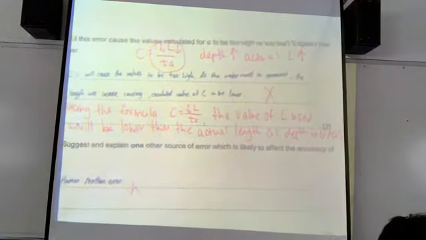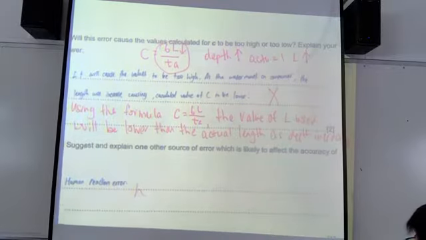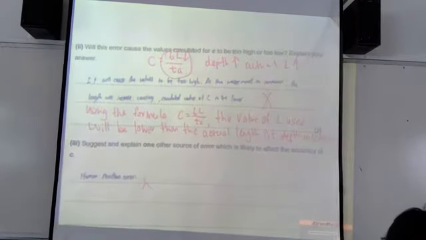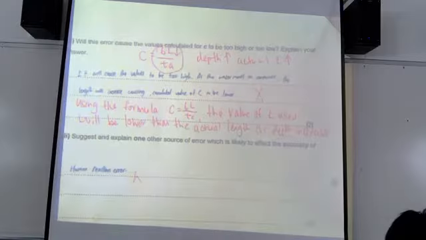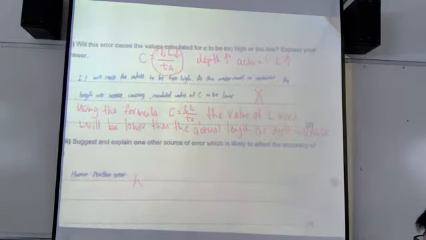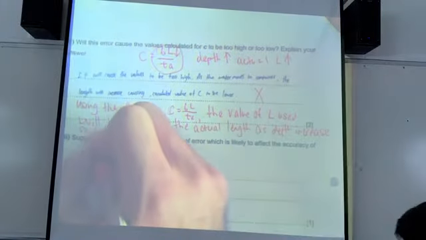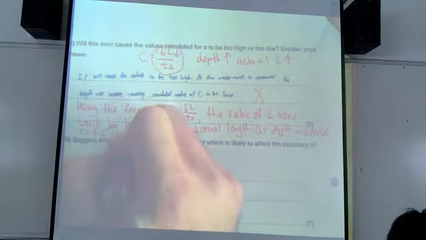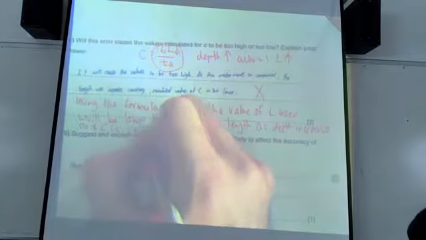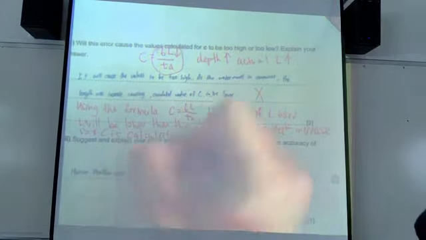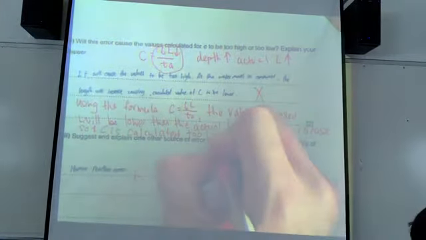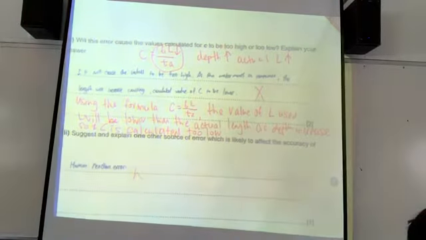So using the formula C equals 6L over 2A TA, the value of L used will be lower than the actual length as that increases. So C is calculated too low. Okay, so that's the answer.